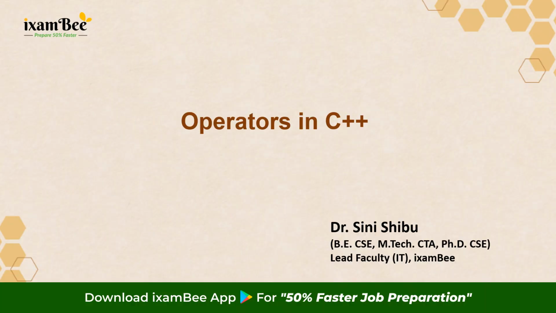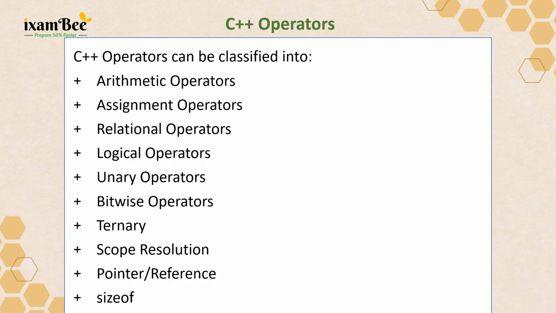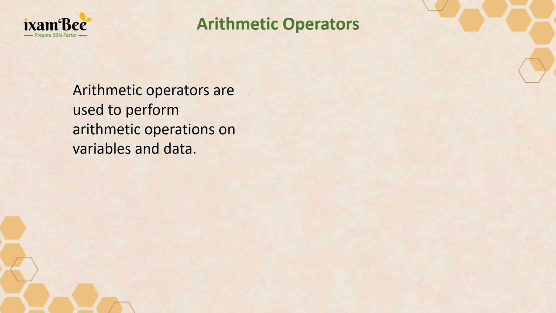I'm Dr. Sini Shibu, and in this video, I'm going to talk about operators in C++. C++ gives you a range of operators to be used in programming. You could have arithmetic operators, assignment operators, relational operators, logical operators, unary operators, bitwise, ternary, scope resolution, pointer or reference, and sizeof operators. The arithmetic operators are used to perform arithmetic operations on variables and data.